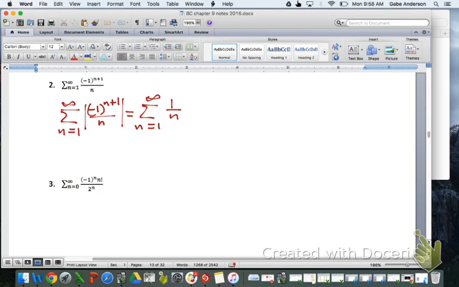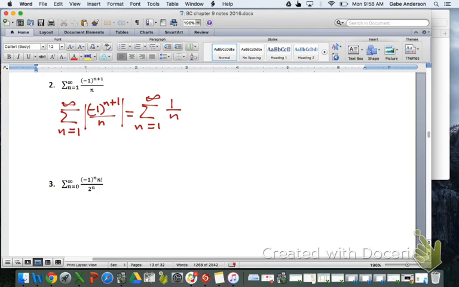Okay, so then what does that series do? It's harmonic, which diverges. So if you take away the pluses and the minuses, the series diverges, right? But if you allow the plus or minuses to be in there, the series converges still, right? Because of the alternating series test.